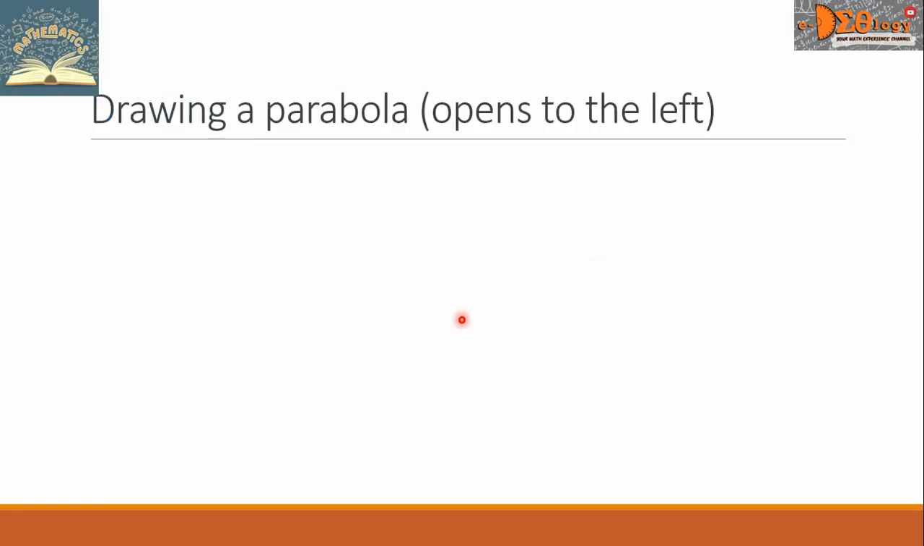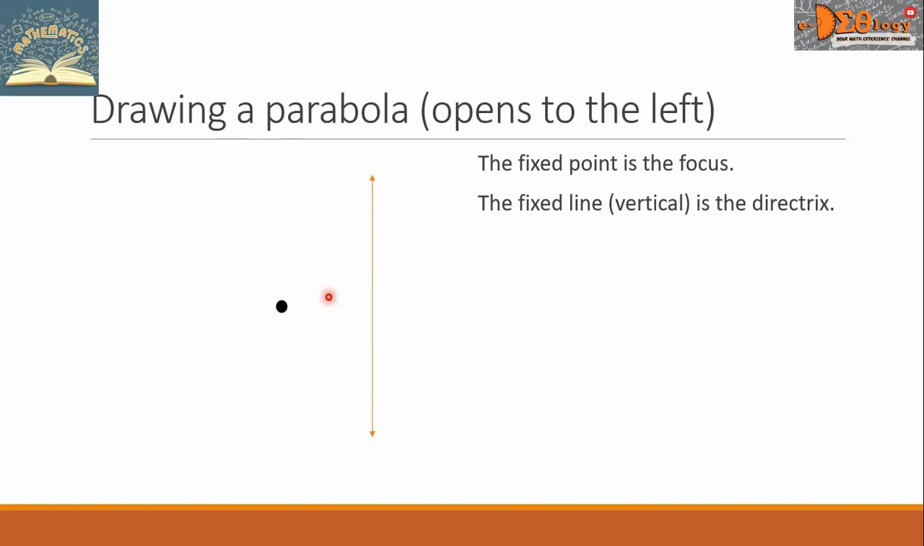Let us draw a parabola that opens to the left. Here we have a point and a line. Take note, intentionally we put the point on the left side and this line on the right. This fixed point is the focus, and the fixed line, which is vertical, is the directrix. Now, let us find some points that satisfy the condition of the parabola.